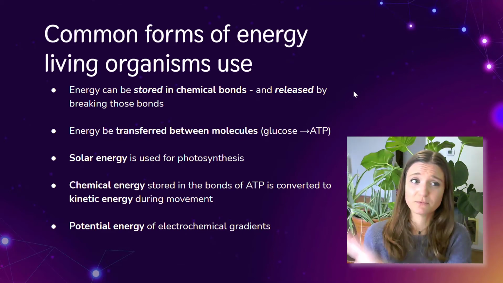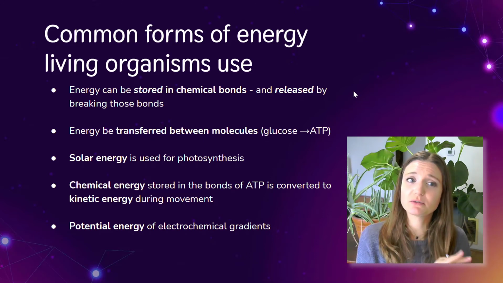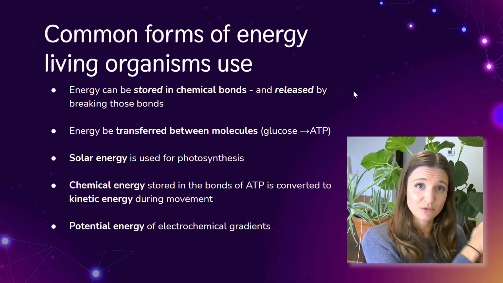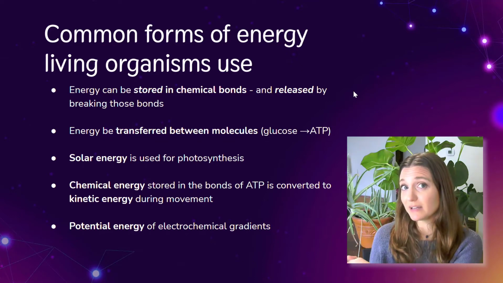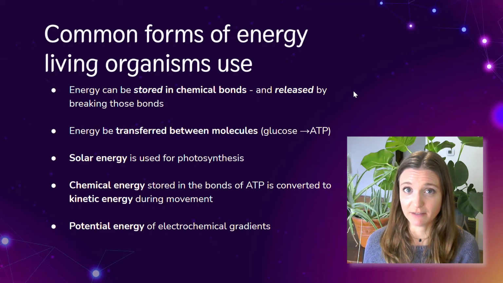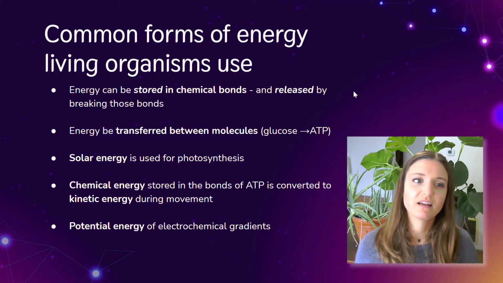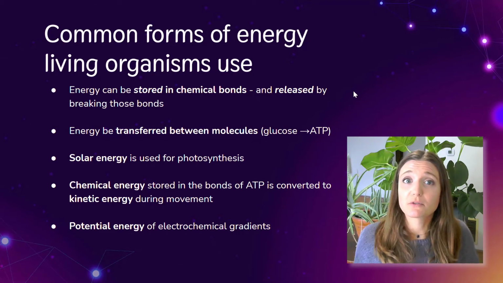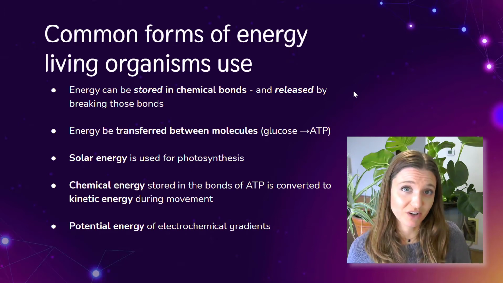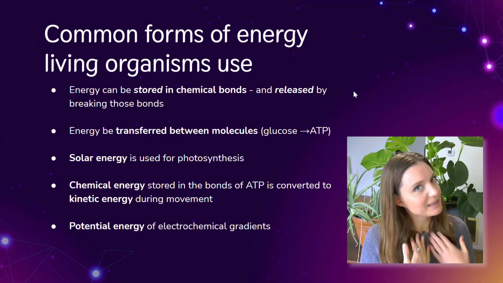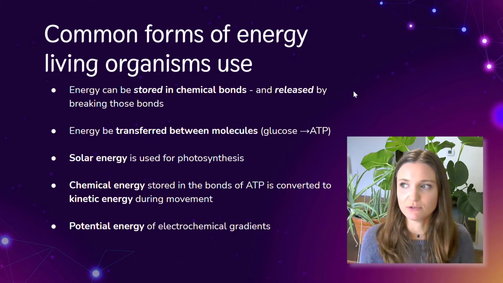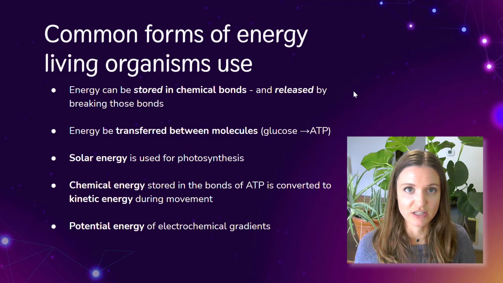We can transfer energy from one molecule to another. So we'll talk about later how we transfer the energy that's stored in the bonds of glucose to another molecule, ATP, that's a little bit more usable and accessible to the cell for a wider variety of reactions. Some organisms can go through photosynthesis, which uses solar energy to build up sugar, okay? Animal cells, we can't do photosynthesis. We don't have access to using that solar energy.